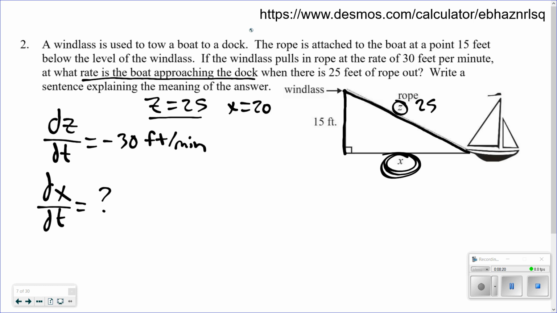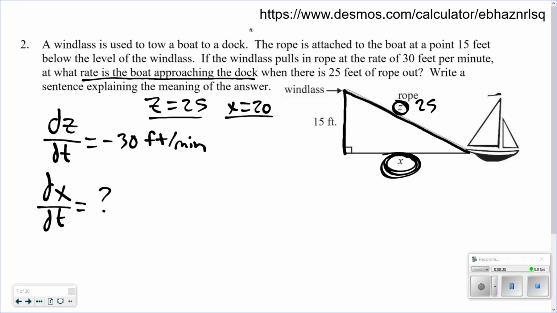I know this. I know what z is at that moment. I know what x is at that moment. I know dz/dt. I know dx/dt. Step number 3 is to come up with an equation that ties together the rate of change of z and the rate of change of x, which I'm trying to find. So I want to tie x and z together.